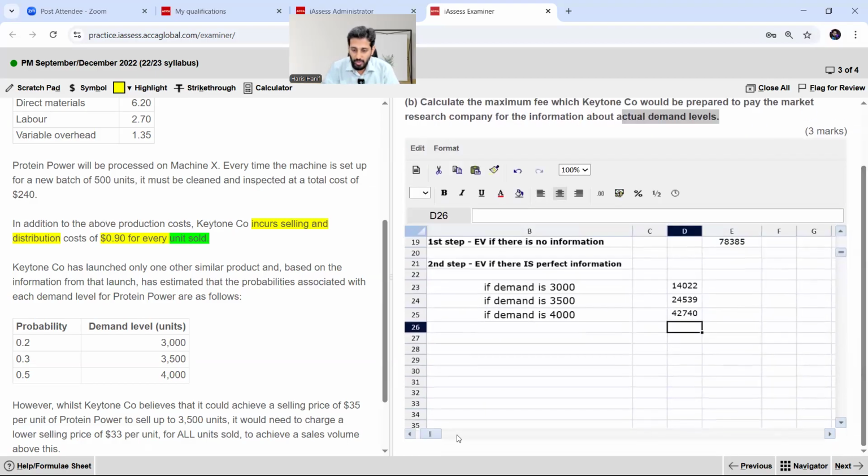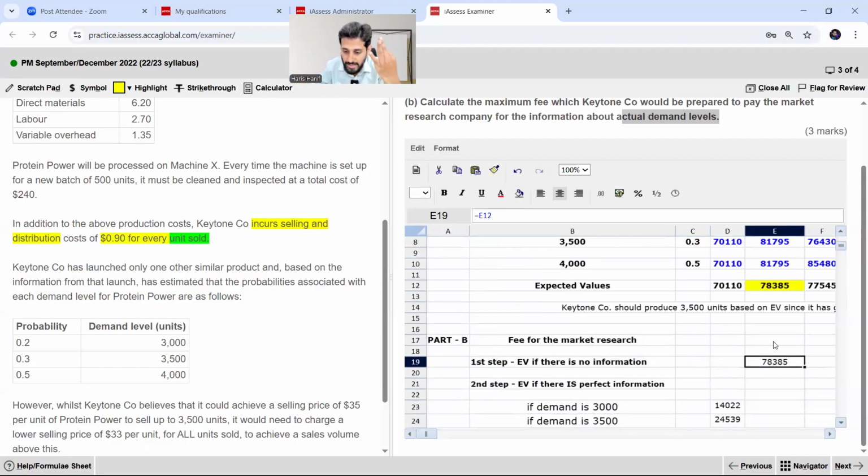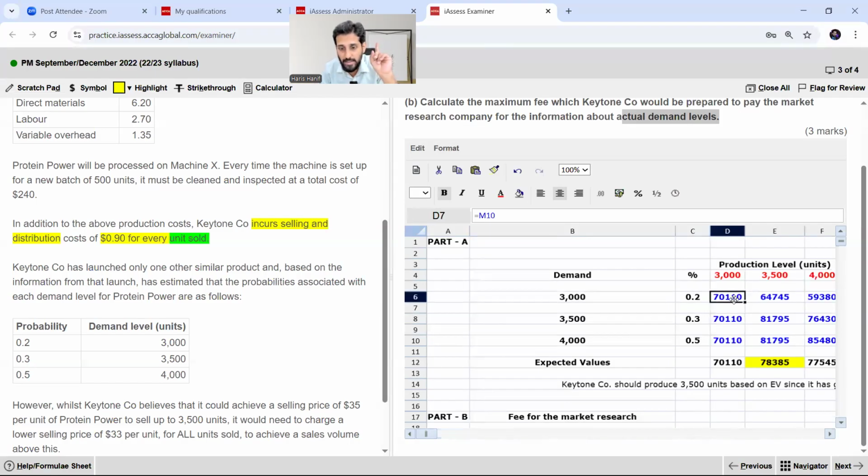Now what do you have to do now? Now understand the logic. If I am not having any information, I will be selecting this thing. I will be gaining the value, that means the benefit, the return. If I have no information, I will calculate the EV of every option and I will go for this, 78,385, right? And if I have perfect information in every one of the three scenarios, for example, if there is a market demand of 3000, I will go with this.